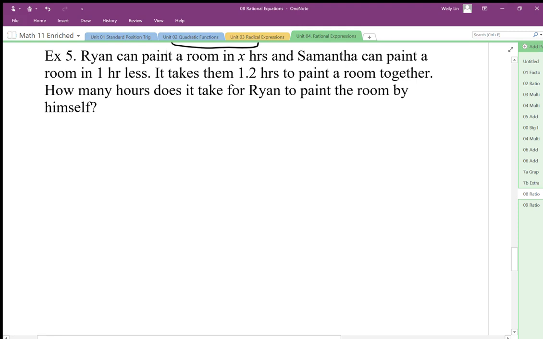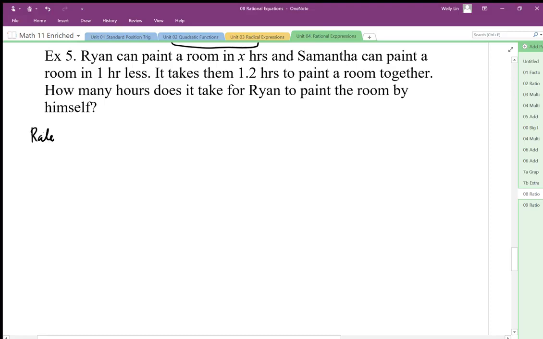So we're looking for how many hours. However, we can't just add hours together. If Samantha takes 2 hours and Ryan takes 3 hours, you can't say together it takes 5 hours. It doesn't make sense, because working together they should go faster, which means less time. So we wouldn't add the hours together in this case, but we could add the rates, how fast they're working. So we're going to work out a rational expression for the rate.